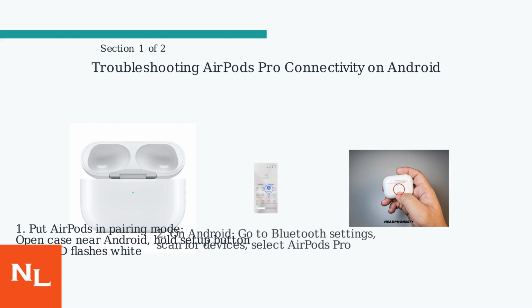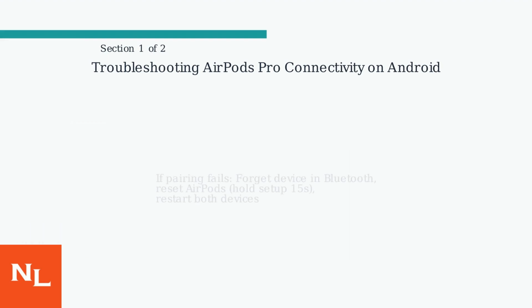On your Android, go to Bluetooth settings and scan for available devices. Select your AirPods Pro to pair. If pairing fails, try forgetting the device in your Bluetooth settings, resetting your AirPods by pressing and holding the setup button for 15 seconds, and restarting both devices.